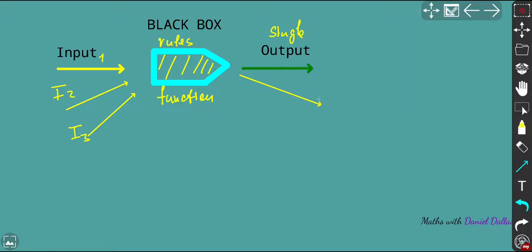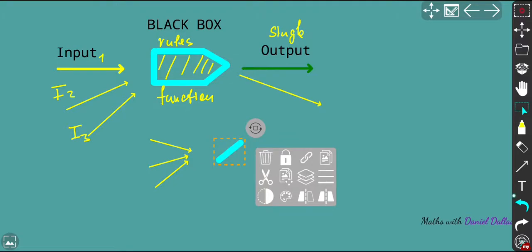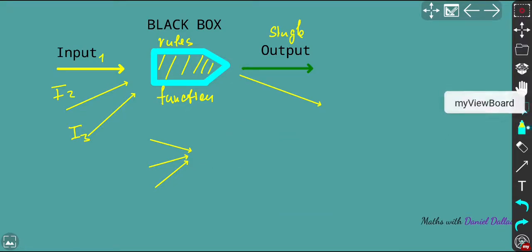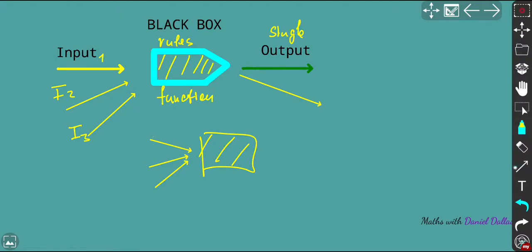So the key idea here is that you might have several inputs into the black box, but certainly after the black box works and performs some sort of operation, you should have a single output. That's how the function works.